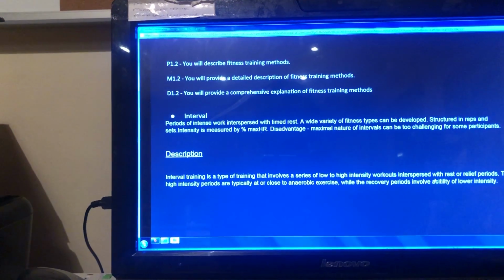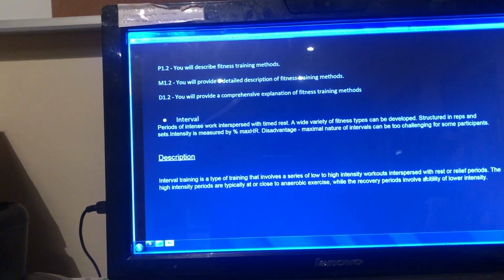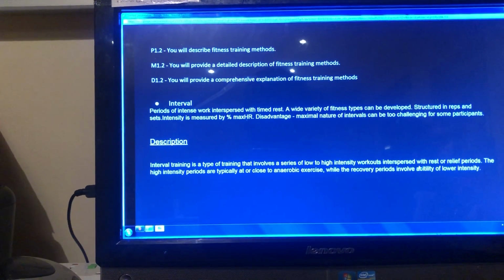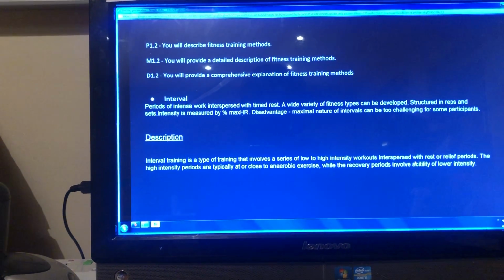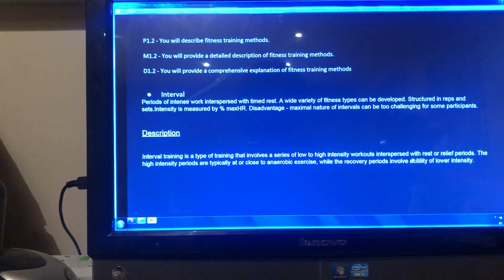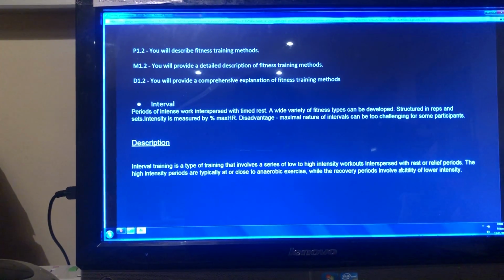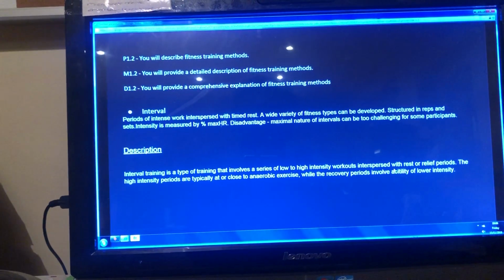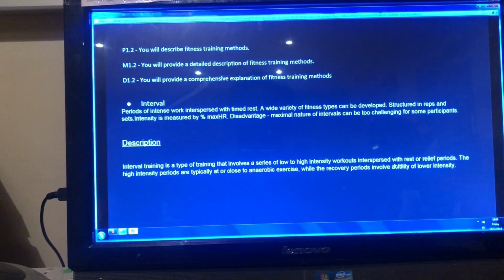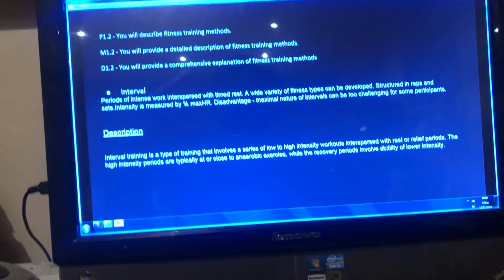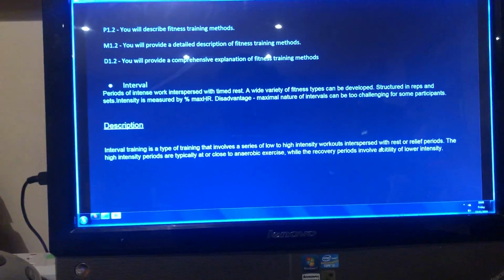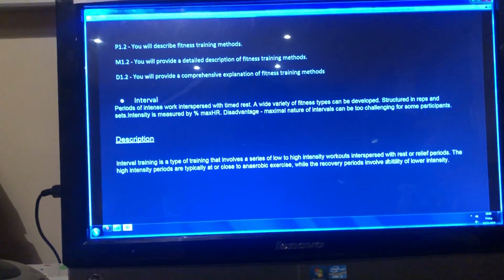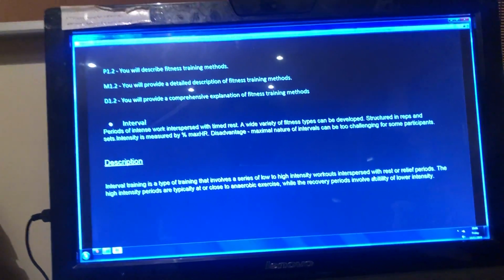Interval, periods of intense work interspersed with a timed rest. A wide variety of fitness types can be developed, structured in reps and sets. Intensity is measured by percentage max heart rate. Disadvantage, the maximal nature of intervals can be too challenging for some participants.